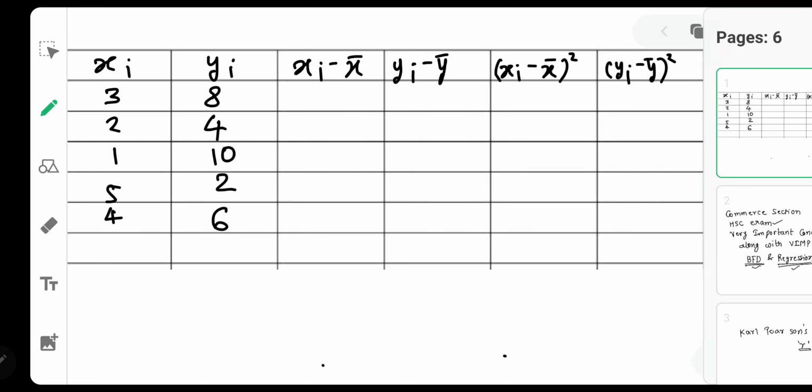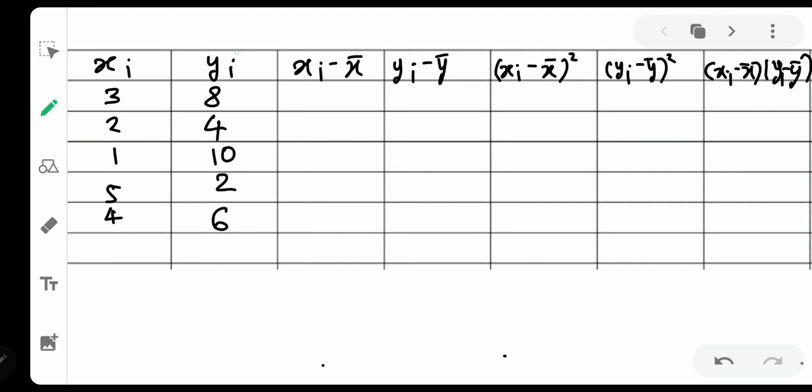Now over here I have made a table for xi and yi, as you can see. First of all, let us calculate the means. Summation xi I will be writing down over here. 3 plus 2 is 5, plus 1 is 6, plus 5 is 11, plus 4 is 15. So it is simply 15. Let us calculate summation yi. 8 plus 4 is 12, plus 10 is 22, plus 2 is 24, plus 6 is 30. So there are in total 1, 2, 3, 4, 5 observations.